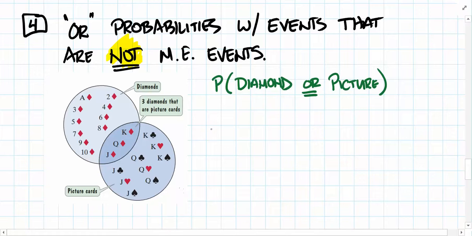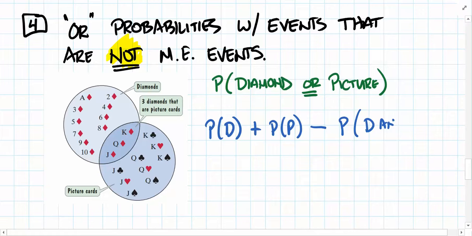So the way that we deal with this is we figure out the probability of a diamond, and then we add it to the probability of a picture card, and then we subtract the probability of both, of a diamond and a picture card. So this is the new part that we have to be very aware of whenever we are dealing with events that are not mutually exclusive.